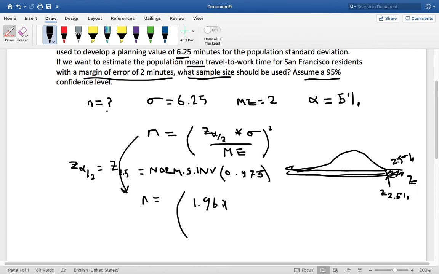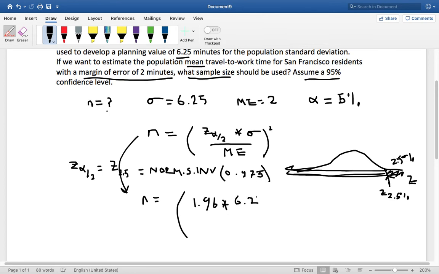And you just have to keep an eye out on any question you're asked to how many decimal places it wants the answer. I always like to work to the maximum amount of decimal places and then just round my answer. And so that's this. The population standard deviation is 6.25. So I'm going to put 6.25 in here.